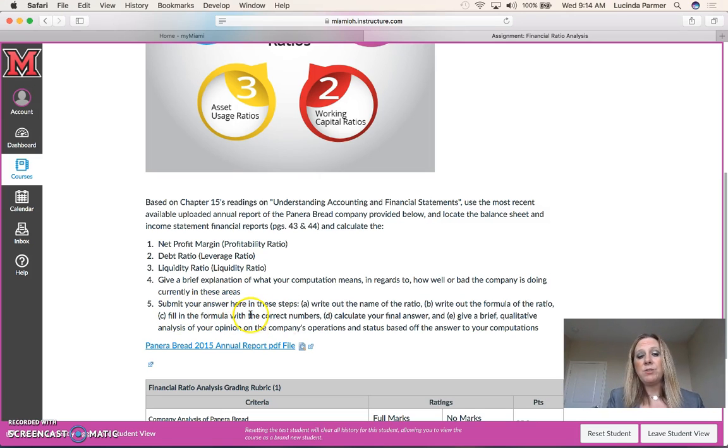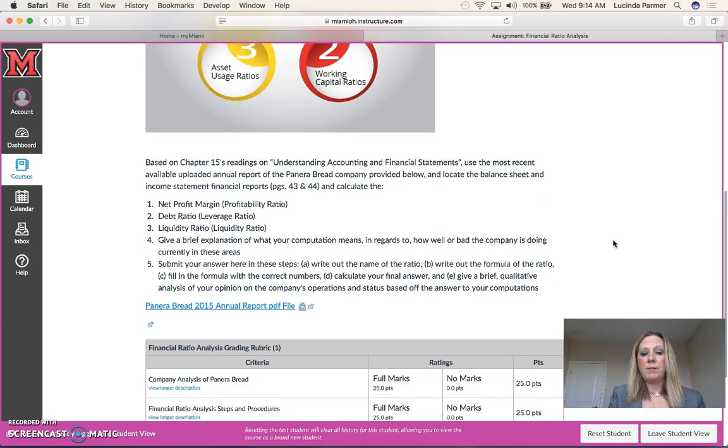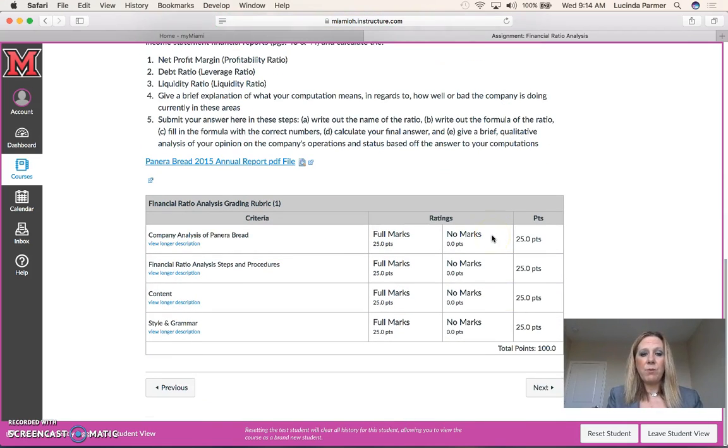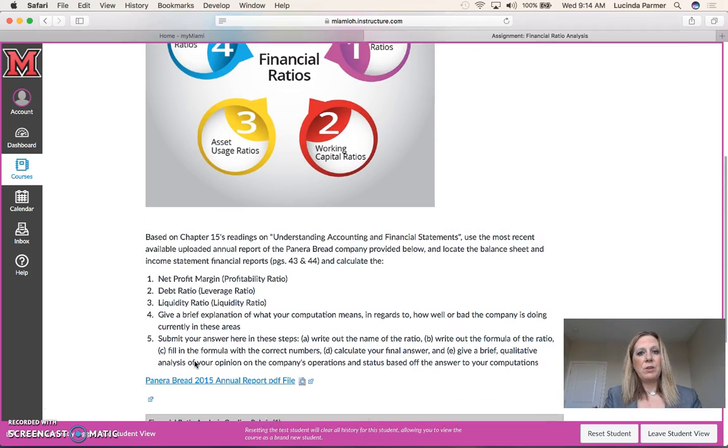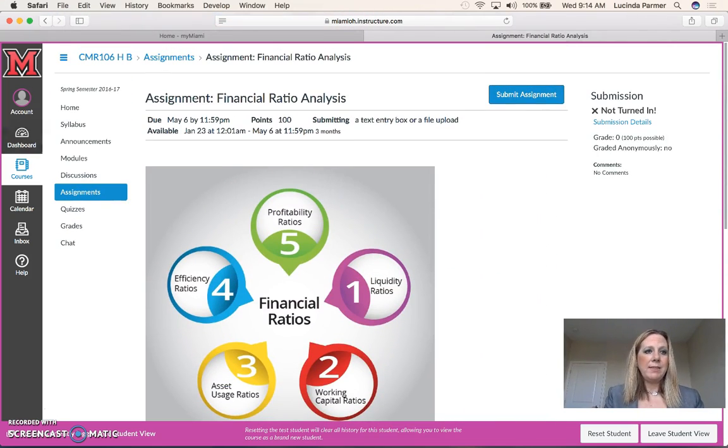I want you to submit your answer in these steps. So I want you to write out the name of the ratio, write out the formula of the ratio, fill in the formula, plug it in with the correct numbers from the balance sheet or the income statement, calculate your final answer, and give a brief qualitative analysis of your opinion based off your computations. Here is the grading rubric. Your analysis is going to count if you completed these steps in number 5, the content, style, and grammar. So be sure you are getting that done.